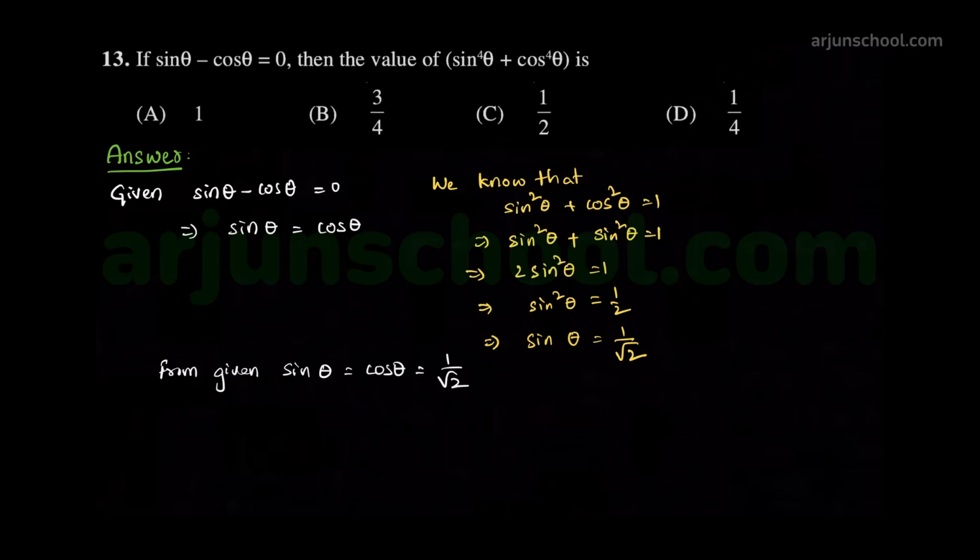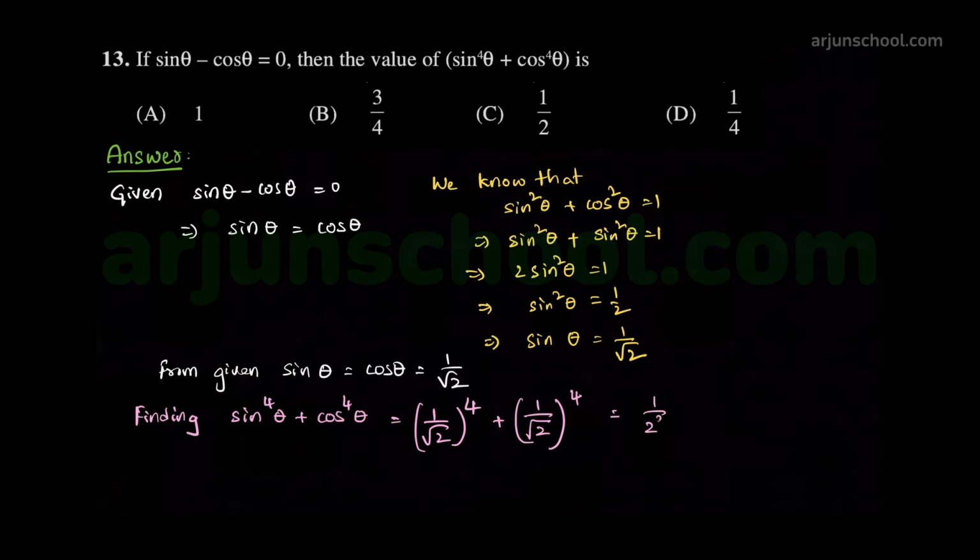Now let us find the given expression sin power 4 theta plus cos power 4 theta, which is equal to sin theta value is 1 by root 2 whole power 4 plus cos theta value is 1 by root 2 whole power 4. That is equal to 1 by 2 square plus 1 by 2 square, 1 by 4 plus 1 by 4, which is equal to 1 by 2.